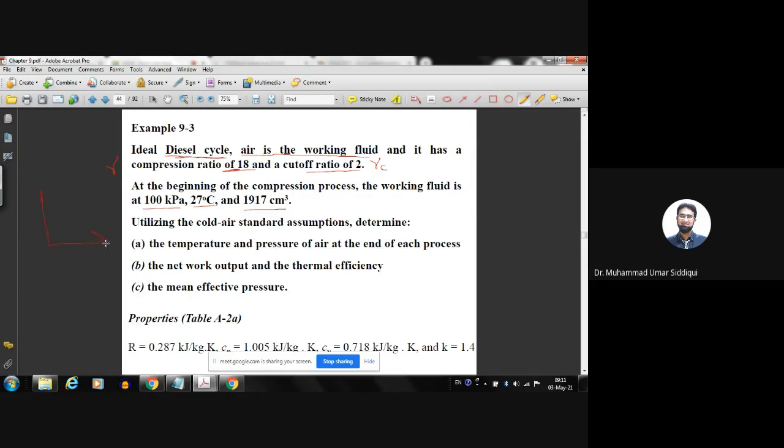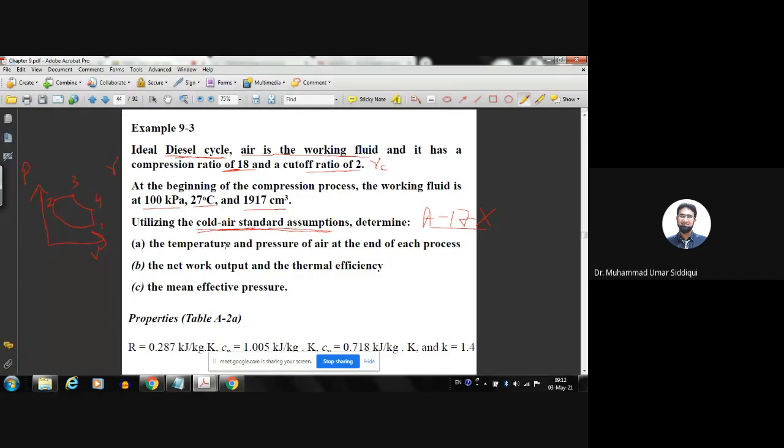So if you draw the PV diagram for this, there's going to be a horizontal and a vertical line. So that's 1, 2, 3, 4. So at state point 1, we know all the 3 parameters. Utilizing the cold air standard assumption, here we cannot use table A17. Table A17 cannot be used because it's the cold air standard assumption.